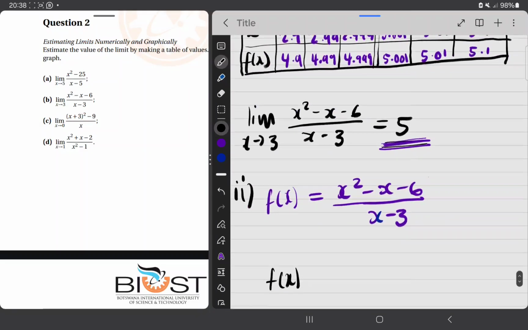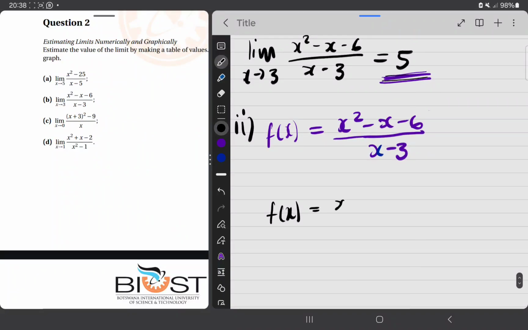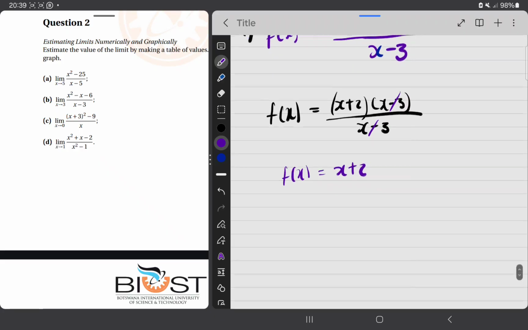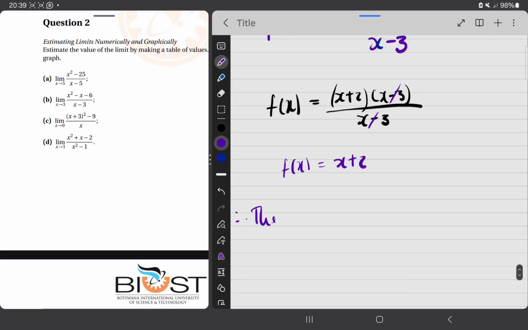So I can do it again here. I know that this was x plus 2 multiplying x minus 3 on top, and here we have an x minus 3. So they cancel, and you can have f of x equal to x plus 2. Therefore, there is a slant asymptote, because if you divide and you get something as your solution, that is the slant asymptote, whether there was a remainder or not.